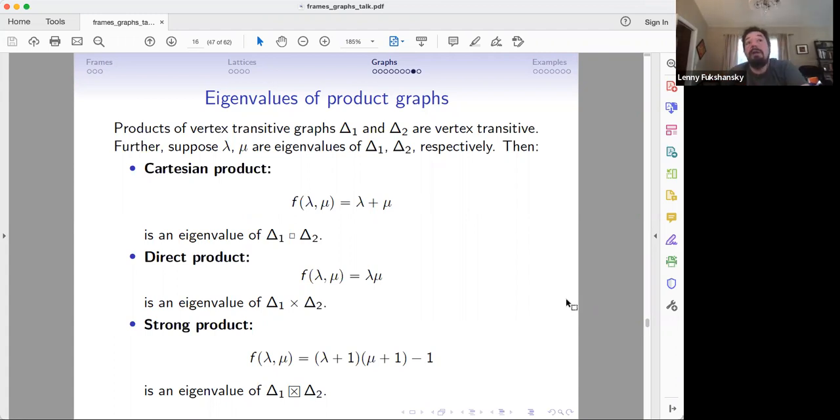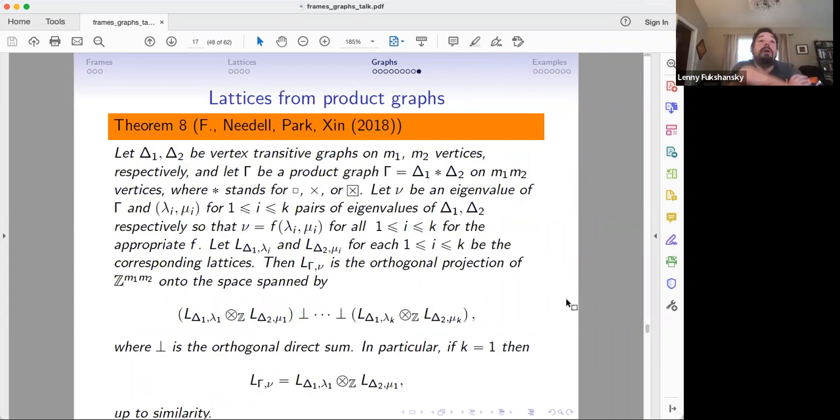And then one can ask, okay, I took two graphs, say two vertex transitive graphs. I took their product, one of these three products. What I got is again a vertex transitive graph. So can I describe the lattice of the product graph in terms of the lattices of the graphs delta 1 and delta 2? And here's our result about that.